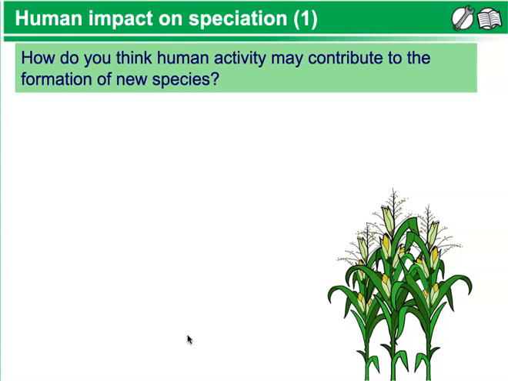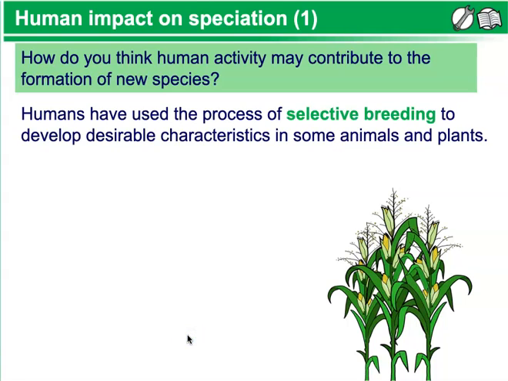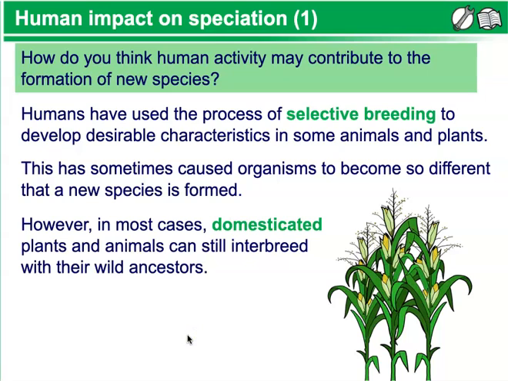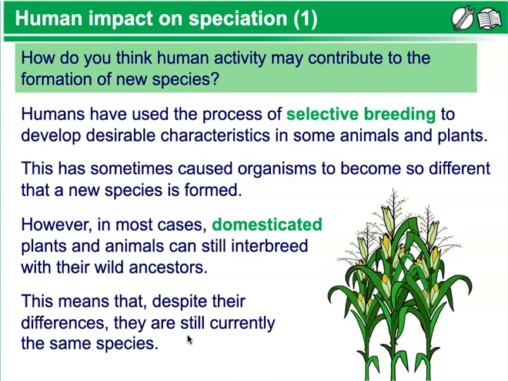How do you think human activity may contribute to the formation of new species? Humans have used the process of selective breeding to develop desired characteristics in some animals and plants. This has sometimes caused organisms to become so different that a new species is formed. However, in most cases, domesticated plants and animals can still interbreed with their wild ancestors. This means that despite their differences, they are still currently the same species.